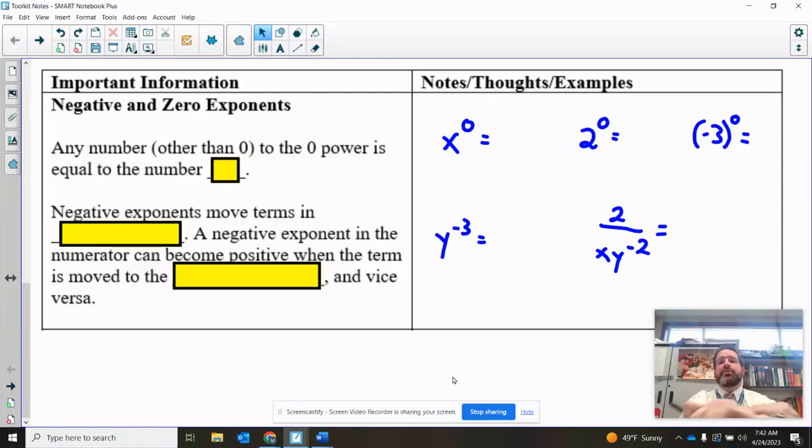Let's fill in the blanks on the toolkit. When it comes to the examples side, include what is helpful for you, and you can also include more or different examples on the back if you think that's helpful as well.